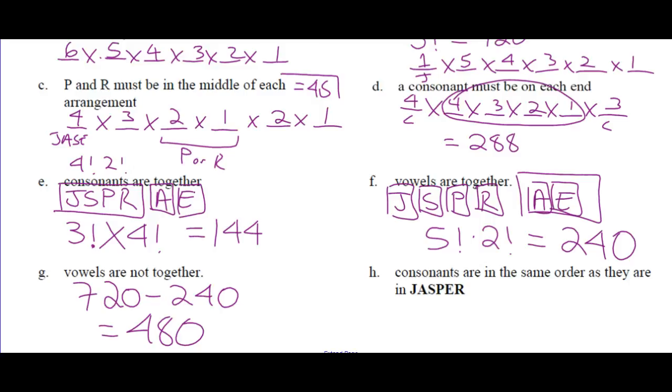Consonants are in the same order as they are in Jasper. Okay, how are we going to do this one? Okay, it's arrangements of A and E. How many ways can that be done? Not quite. So think about this.